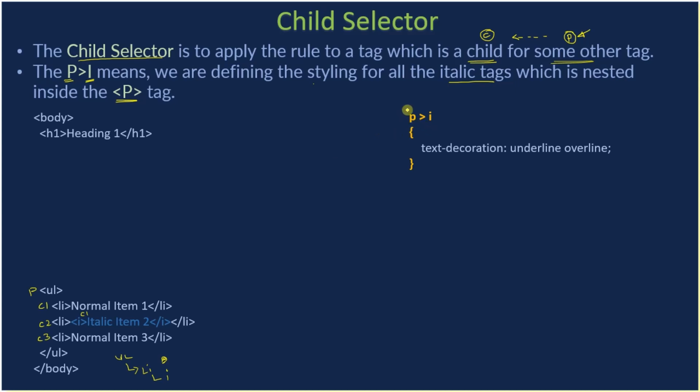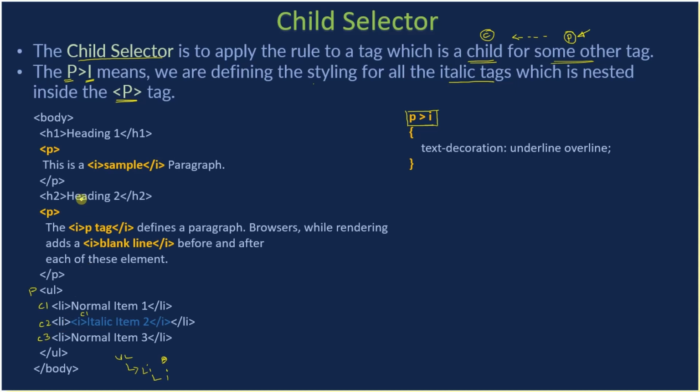So here we defined the style rule paragraph containing the child I. So select all the italic tag if it contains a parent paragraph. So here this italic will not be picked. Why? Because its parent is a list, right? So now if you look at here, this is a paragraph tag and this is a child tag. So this will be picked.